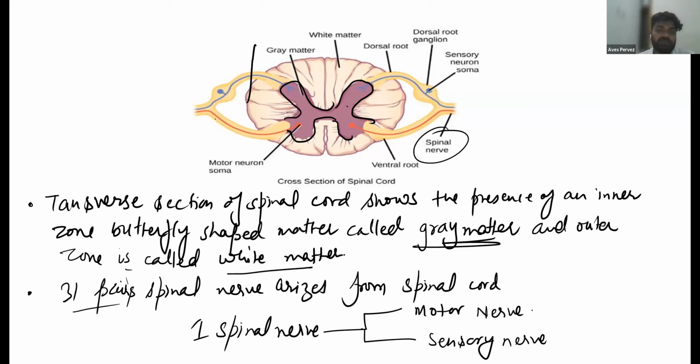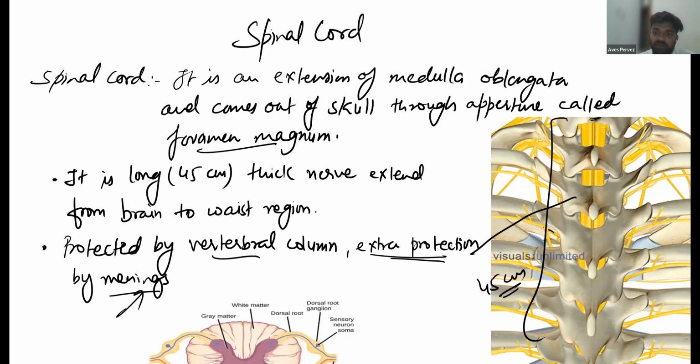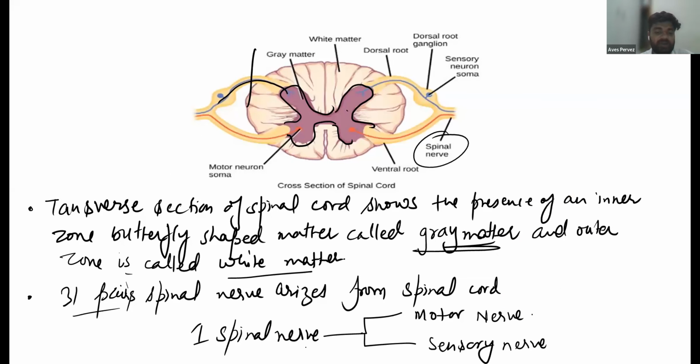There are 31 pairs of spinal nerves. You can see these nerves from this diagram. You see that these nerves are coming out from the brain, okay, from the spinal cord, sorry. Sorry, these are spinal nerves. This is one pair, this is second pair, this is third pair. There are 31 pairs of such nerves arising from the spinal cord. Okay. Got it?